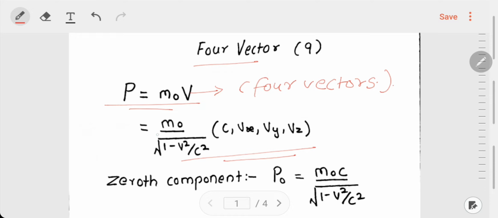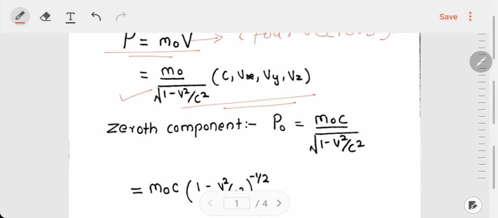This is the common factor, m naught over under root 1 minus v square by c square, and it is multiplied with each and every component of the 4 vector. As we learned in the last lecture, a 4 vector has 4 components, and they are denoted by the indices 0, 1, 2 and 3. If you haven't seen the last lecture, I'll post the link in the description, so please do have a look at it.